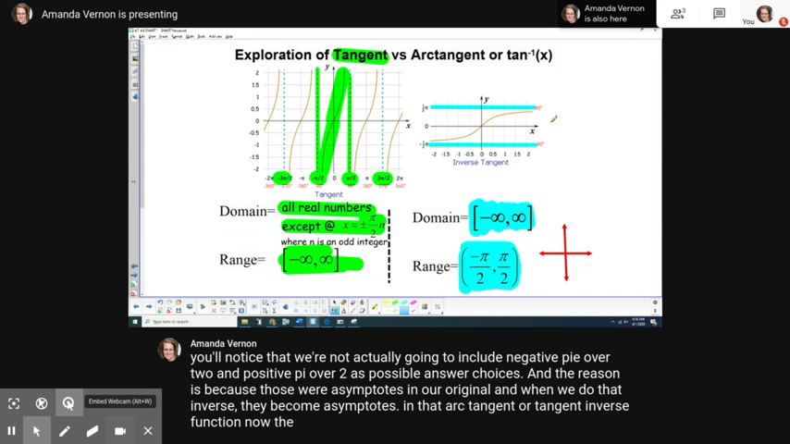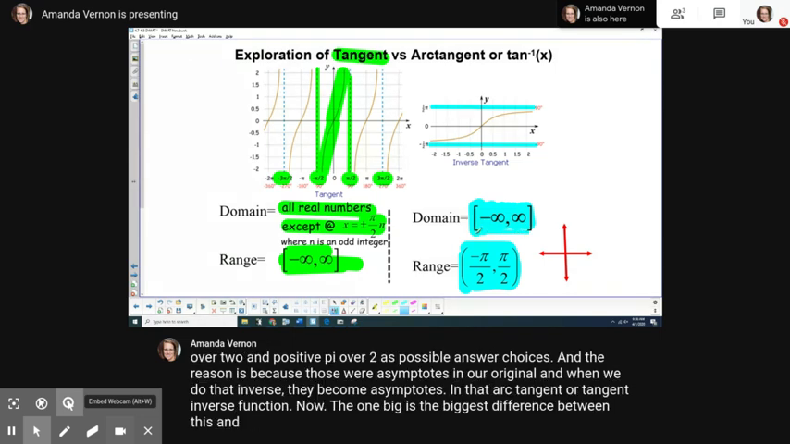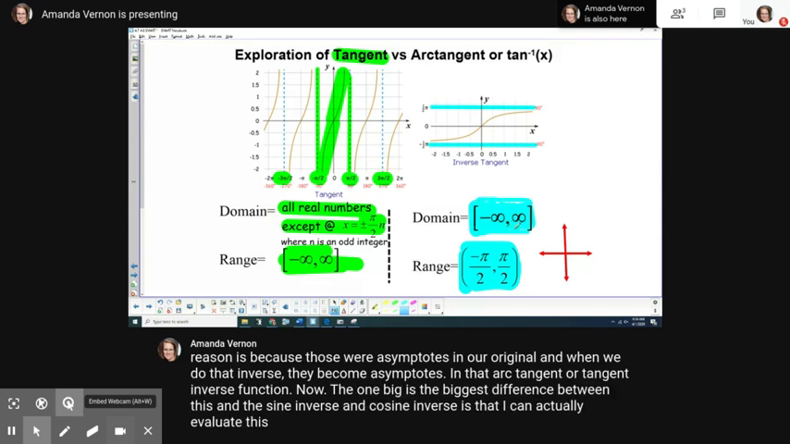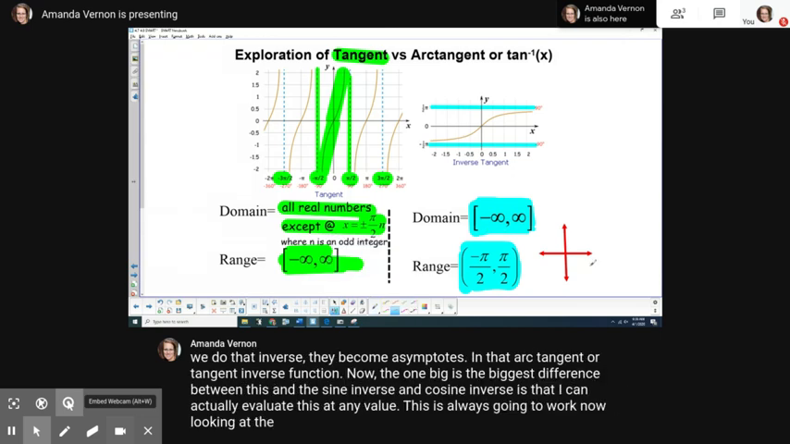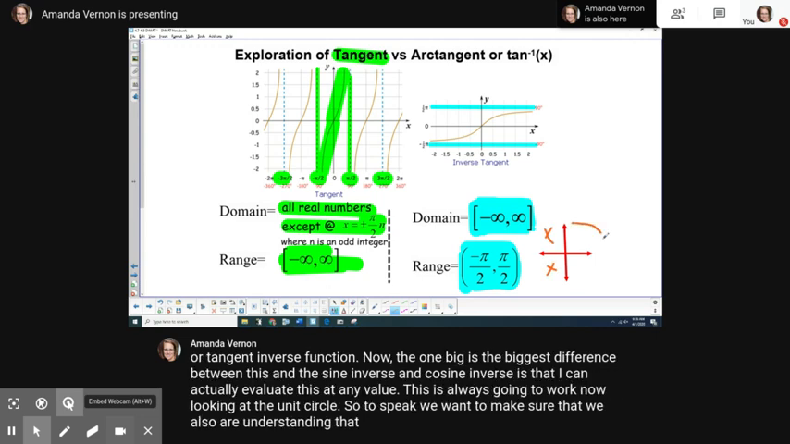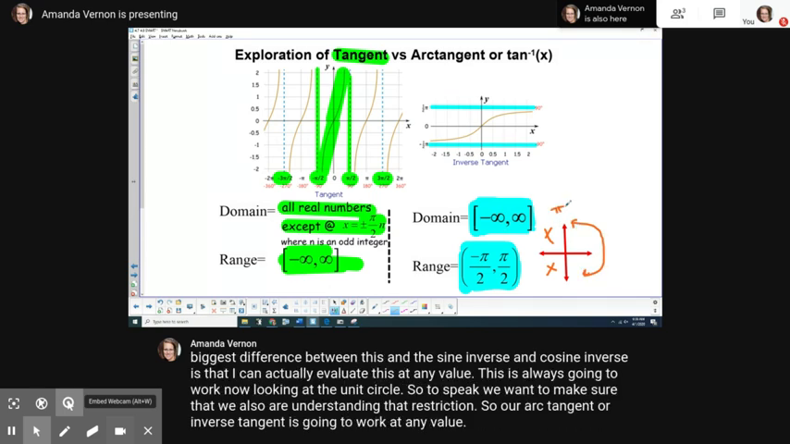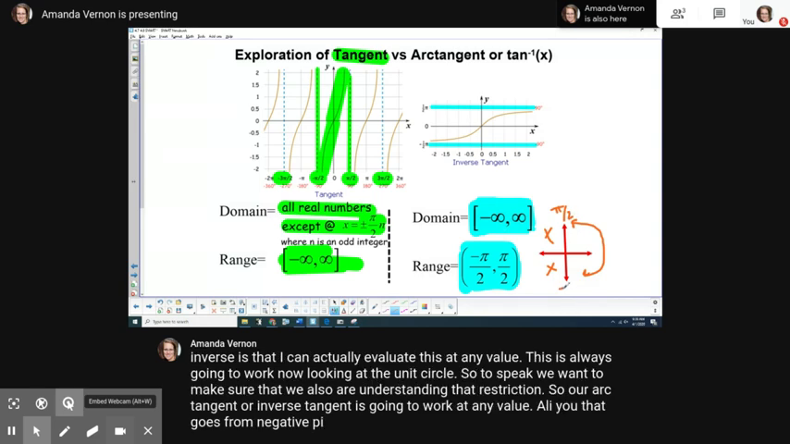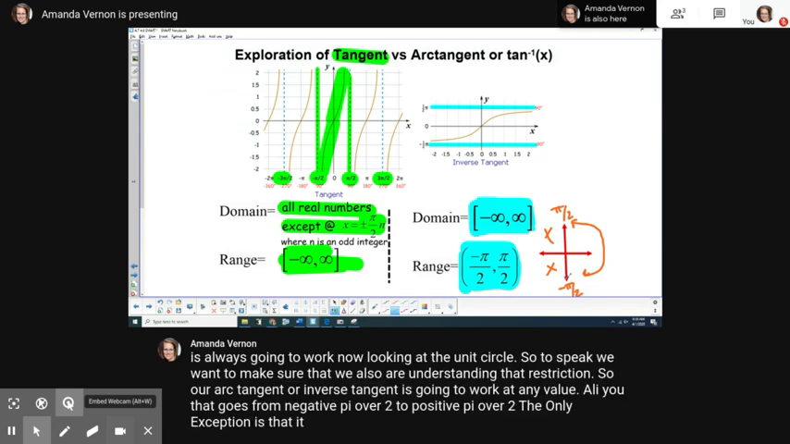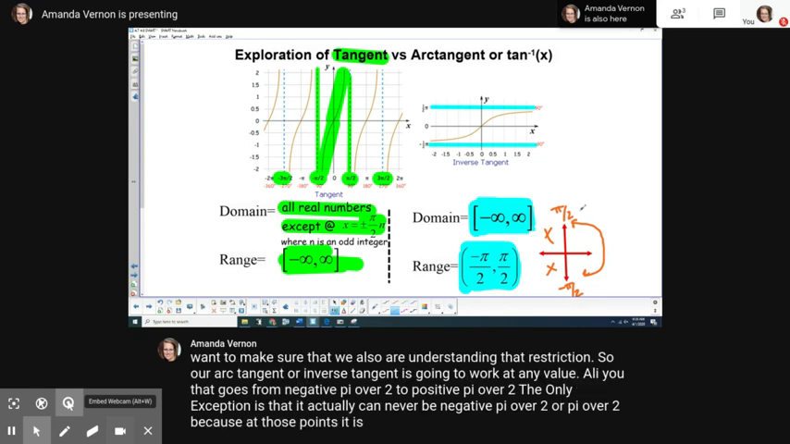Now, the biggest difference between this and the sine inverse and cosine inverse is that I can actually evaluate this at any value. This is always going to work. Now, looking at the unit circle, so to speak, we want to make sure that we also are understanding that restriction. So our arctangent or inverse tangent is going to work at any value that goes from negative pi over 2 to positive pi over 2. The only exception is that it actually can never be negative pi over 2 or pi over 2, because at those points it is going to be undefined.